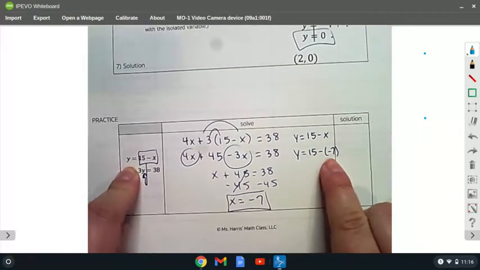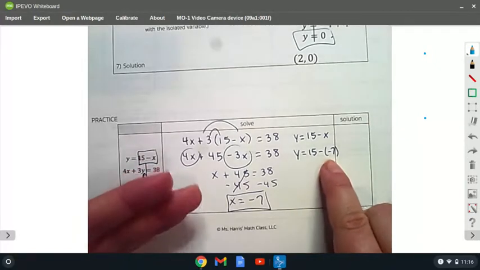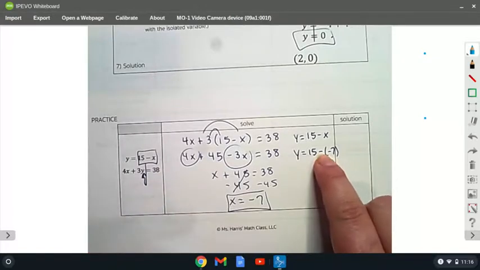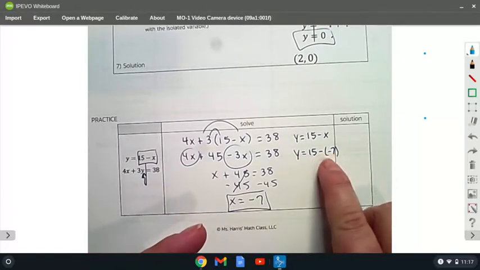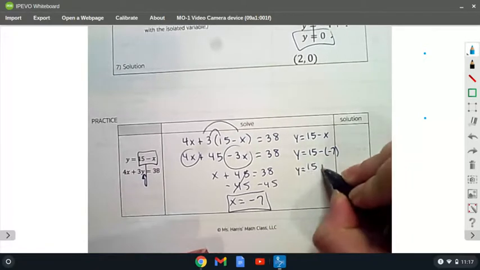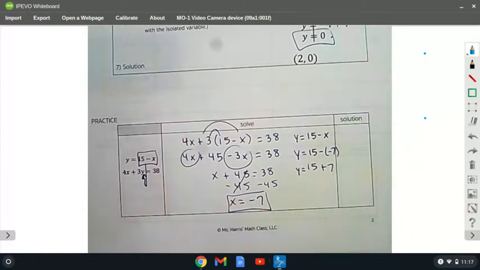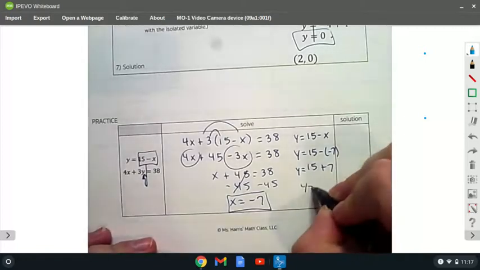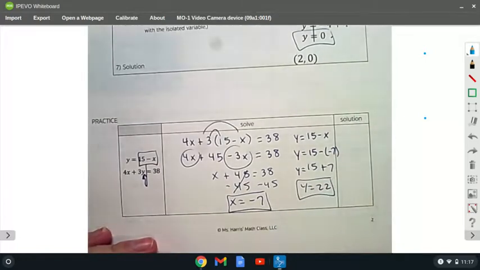Notice I put parentheses there because I'm plugging in a negative number where I already have subtraction. So I need to change this. This is now a double negative, so I need to change that to a positive. So y should equal 15 plus 7, which is 22.